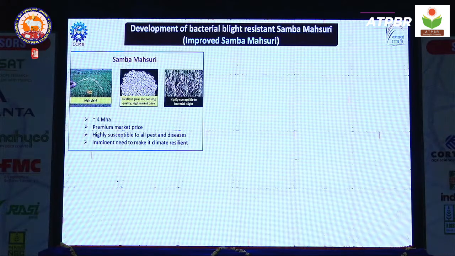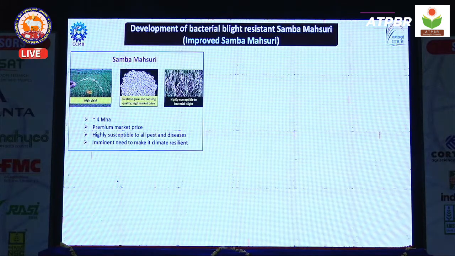And if you look into why this program started, this was a time when I joined IIRR. There is a group of farmers from the Rayalaseema area, that is Nandyal area, and also from East Godavari. They grow Samba Masuri regularly. And they expressed, in 1998 when I joined IIRR, to my head of department, Dr. N.P. Sarmaji, that we are facing a severe problem of a disease called bacterial blight.